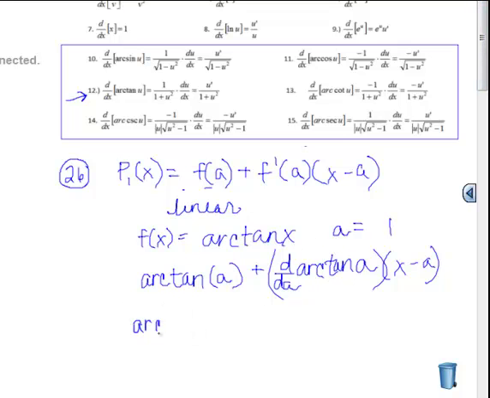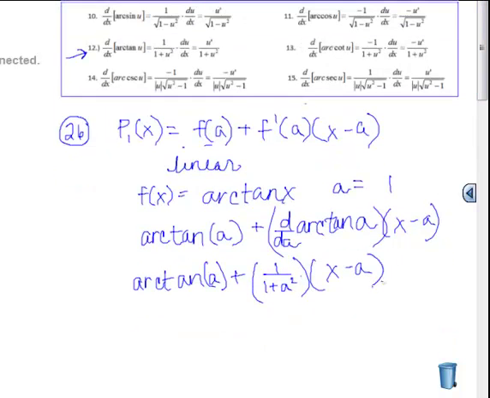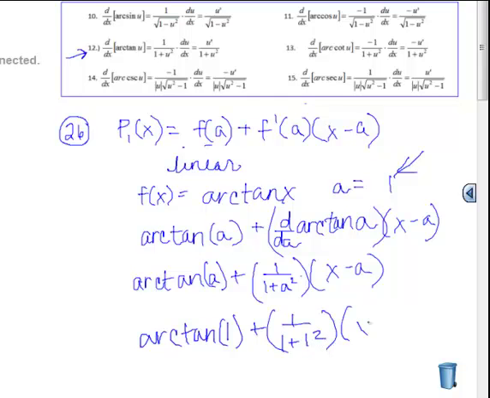So arctangent of a plus, and then this is where we're going to be using our formula. So I'm going to need 1 over 1 plus a squared times, and then this one, we're deriving a with respect to a, that's just going to be times 1. So this is all going to be times x minus a. So now here is when I'm going to actually plug in my a. So I have arctangent of 1 plus 1 over 1 plus 1 squared times x minus 1.